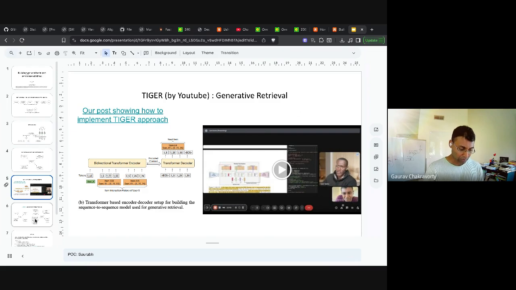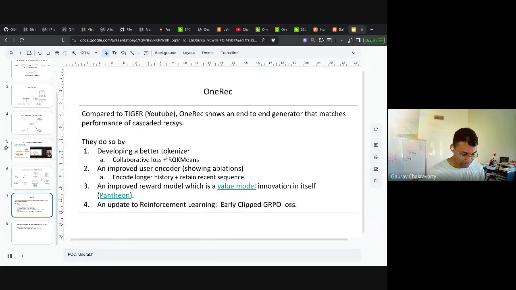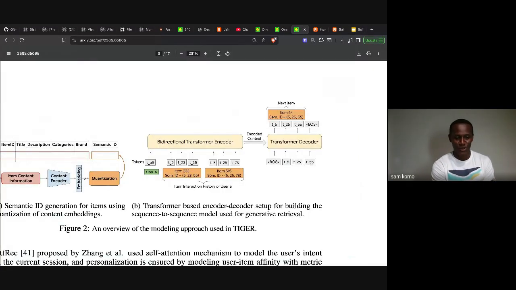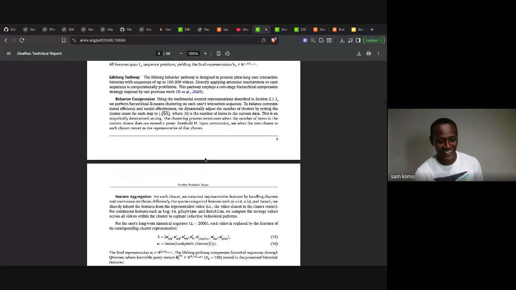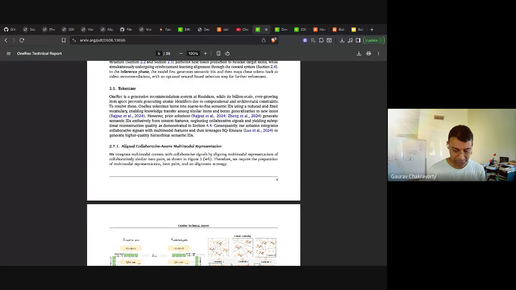But coming back, this is probably the main point we want to see. What is extra? What is different between OneRec and Tiger? The first thing they do is develop a better tokenizer. And what is different about the tokenizer? Again, all of this is my interpretation. They start with the same multimodal embeddings that the Tiger paper also did, but they use RQ k-means instead of RQ-VAE. This is an interesting part.